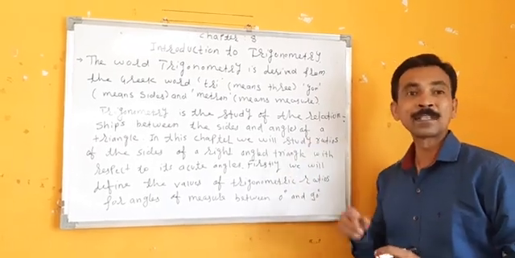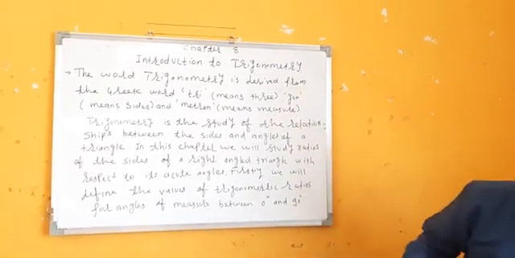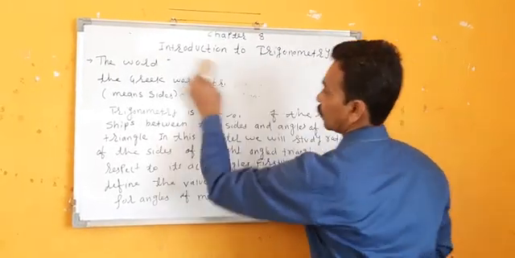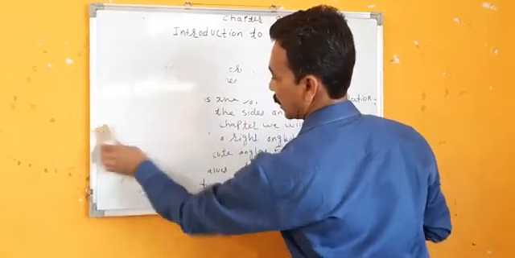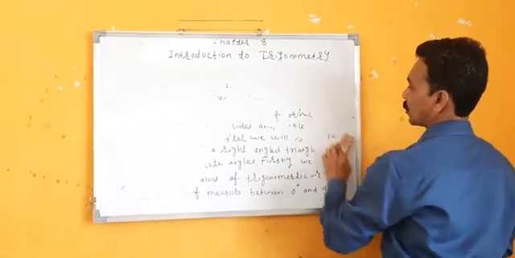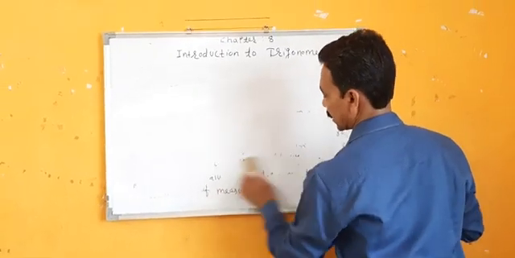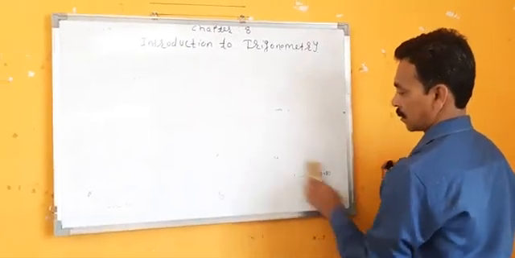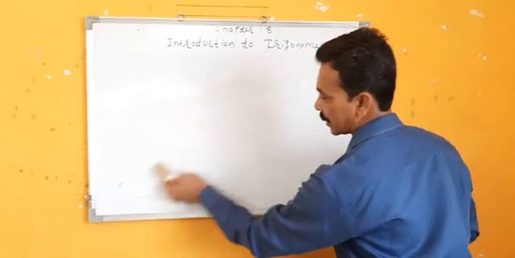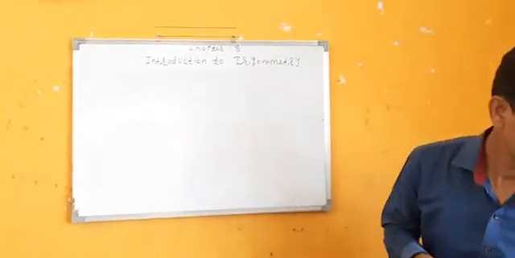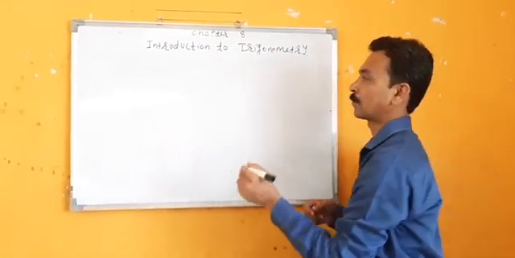Now, I'll begin with the first part, that is trigonometric ratios. I'll rub this and I'll start. First, I'll write all the details which are needed for this topic, including the identities, and then we'll start with exercise 8.1.